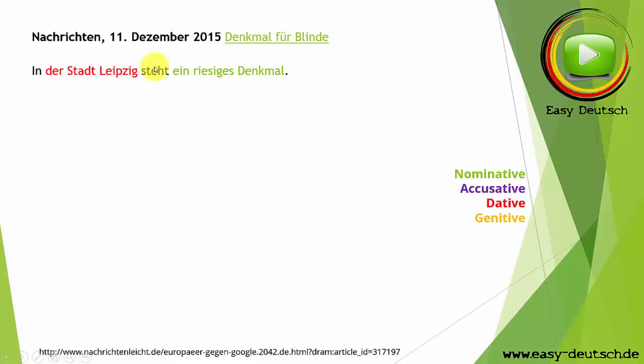Stadt Leipzig, the city Leipzig, is dative case. You can see that here marked in the color red. And it's dative case because of the preposition in here in front. In is one of the two-way prepositions, so you have to check if it's a position or a movement, but it's obviously here a position. You ask with where, so it's dative case. And ein riesiges Denkmal is nominative case, simply because it's the subject of the sentence.